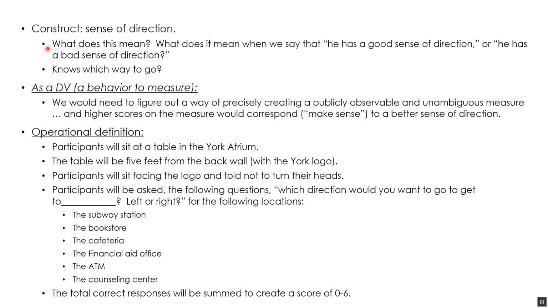Let me give you an example. So we have a construct, the sense of direction. Well, what does that mean? What does it mean when we say somebody has a good sense of direction or he has a bad sense of direction? And well, what that really means is the person knows which way to go.